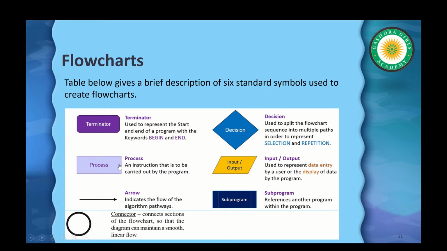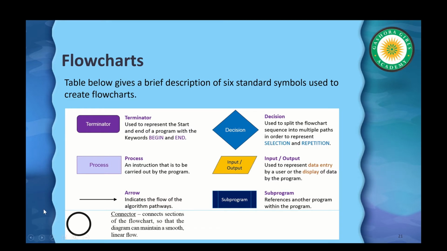Another symbol is this rectangle. A rectangle here represents a process. The process is an instruction that is to be carried out by the program. For example, you are adding two numbers, or you are calculating an area. So we call that a process.